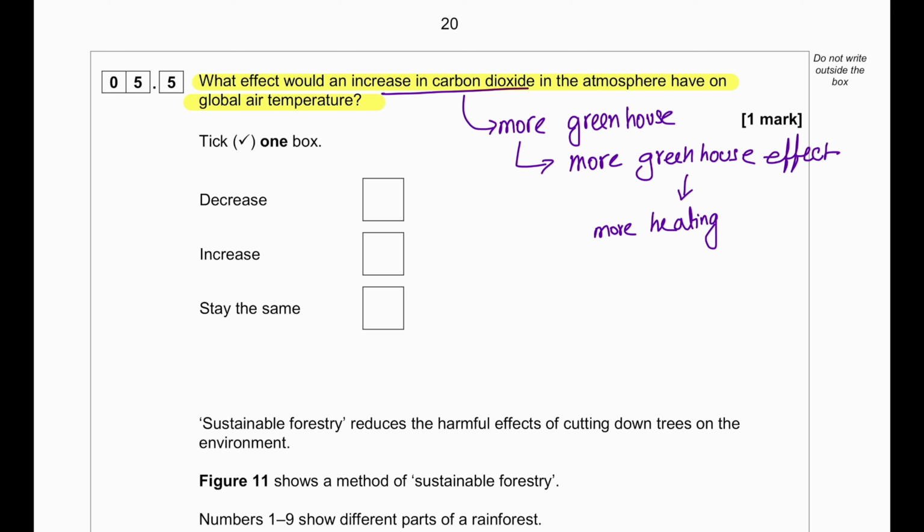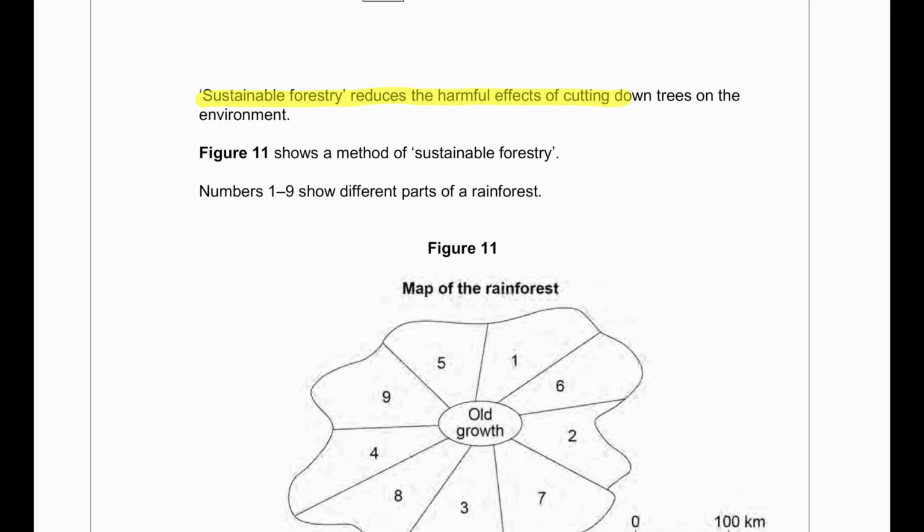Since an increase in carbon dioxide means there will be more greenhouse gas, and CO2 is a greenhouse gas, it will lead to more greenhouse effect, which will cause more heat to be retained within the Earth's atmosphere. The Earth's temperature will increase. Sustainable forestry reduces the harmful effect of cutting down trees on the environment. Figure 11 shows a method of sustainable forestry.